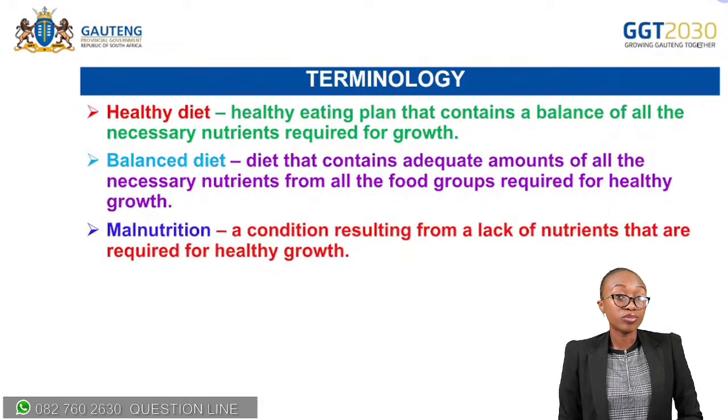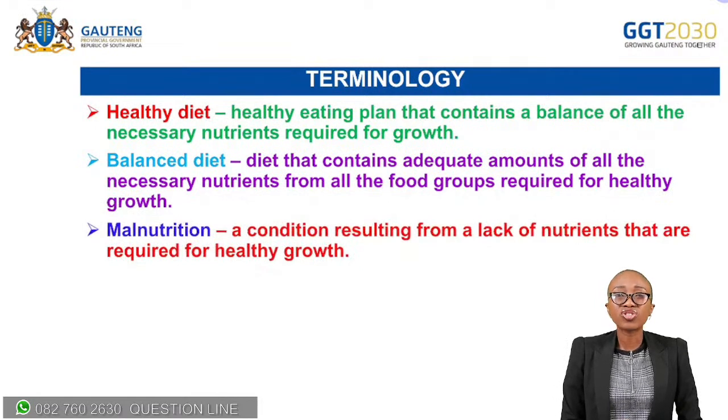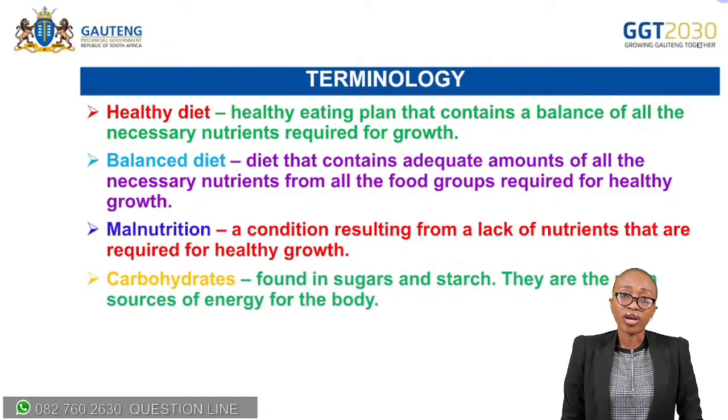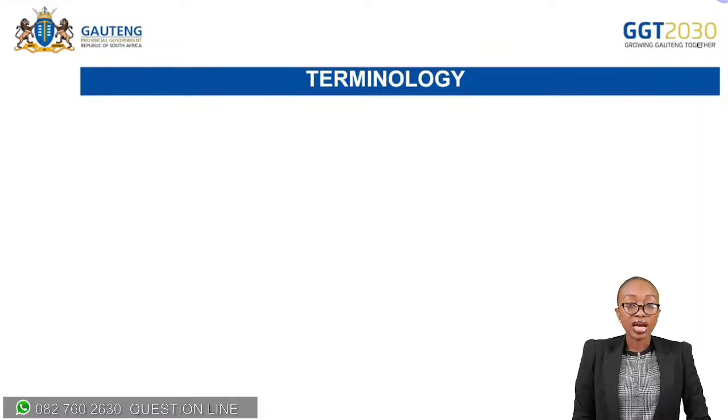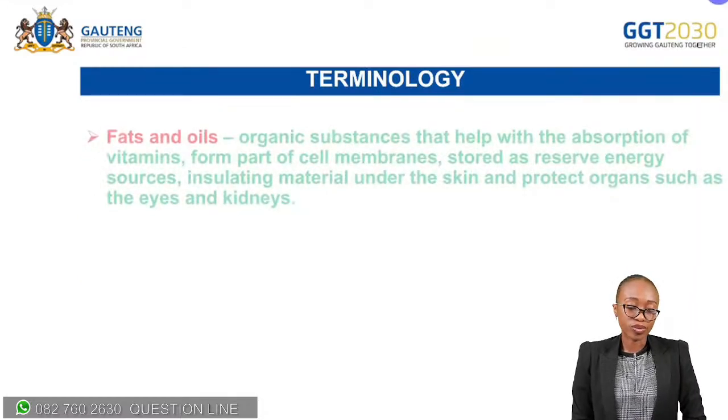And malnutrition being our third term. Malnutrition is a condition resulting from the lack of nutrients that are required for healthy growth. Carbohydrates. What are carbohydrates? These are found in sugars and in starch, and they are the main source of energy for the body. Remember, we need energy for all kinds of activities. Let's look at some more terms.